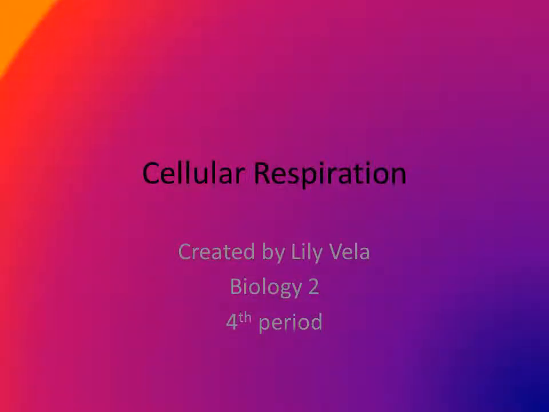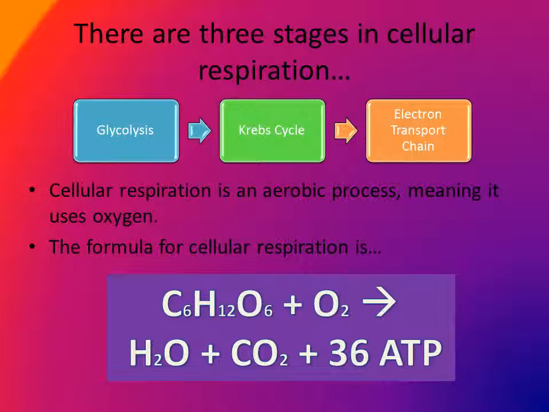Cellular respiration. There are three stages in cellular respiration: glycolysis, the Krebs cycle, and the electron transport chain. Cellular respiration is an aerobic process, meaning it uses oxygen. The formula for cellular respiration is glucose plus oxygen yields water, carbon dioxide, and energy.